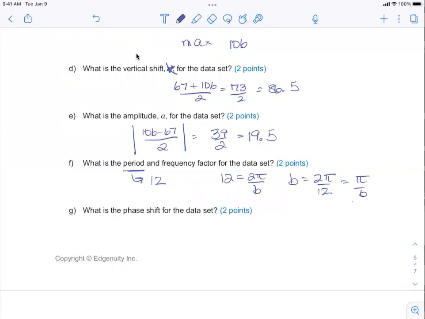What is the phase shift? The month closest to the average temperature is April. So the phase shift is approximately 4. That one you kind of have to eyeball a little bit. That's a little tougher to see.